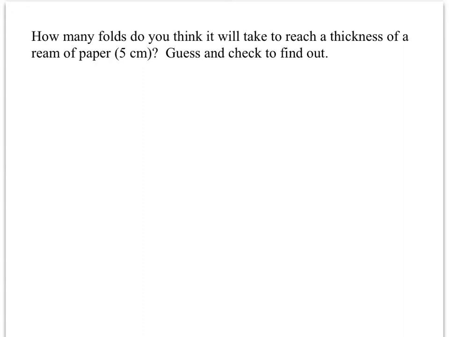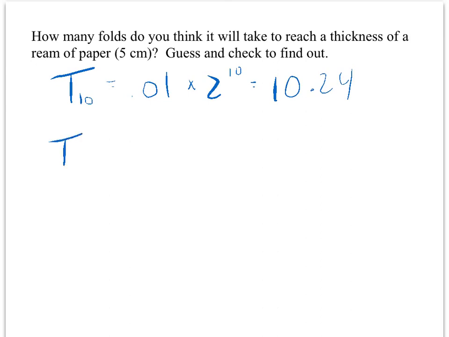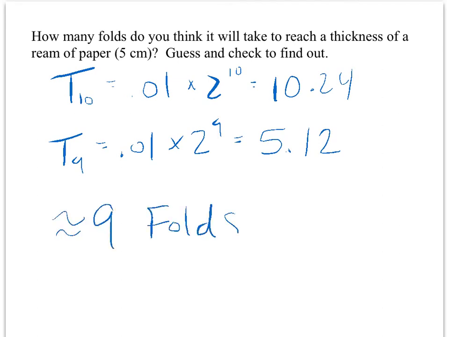So how many folds do you think it will take to reach a thickness of 5 centimeters? We'll just guess and check. We know 7 folds gets us to 1.28 centimeters. So maybe let's try 10 folds. T sub 10 would be 0.01 times 2 to the 10th. I get 10.24. That's way too big. We only want 5 centimeters. So maybe we'll just do 2 to the 9th. After 9 folds, we get 0.01 times 2 to the 9, and I get 5.12. So that's pretty close. So about 9 folds to reach 5 centimeters, about the size of a ream of paper.